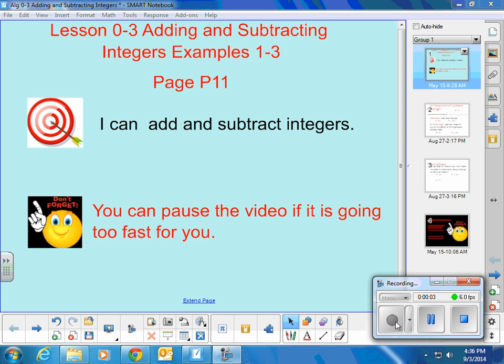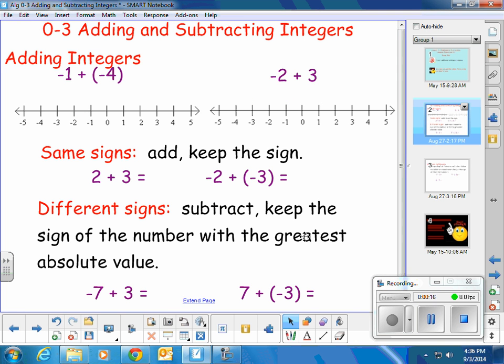We're going to split lesson 03 into 2 days. Today we're going to focus on just adding and subtracting of integers, examples 1 through 3. If you remember from last lesson, integers are whole numbers and their opposites. We're going to be adding and subtracting them today. We're going to start with adding using a number line.